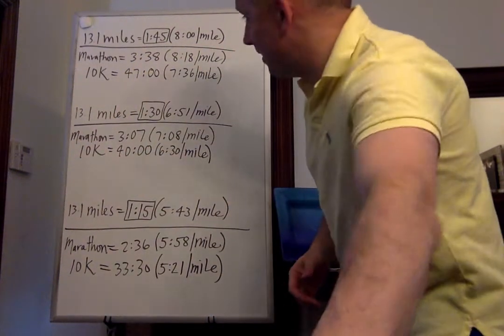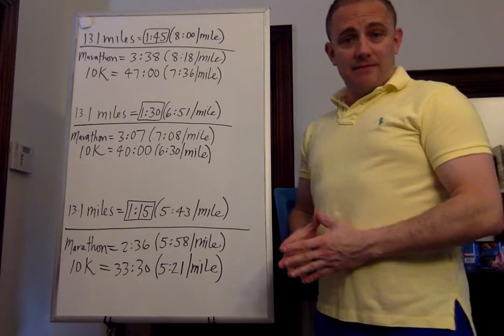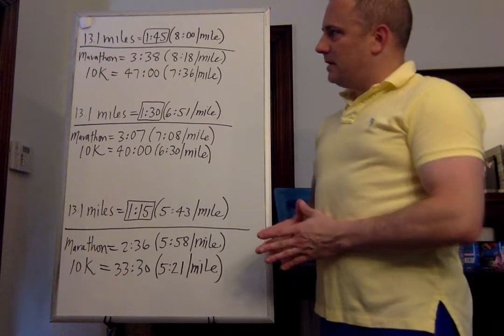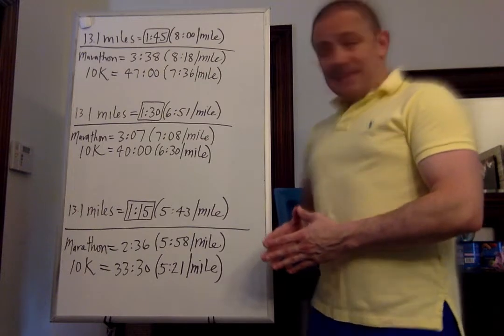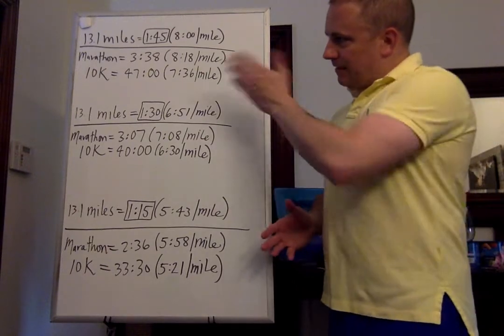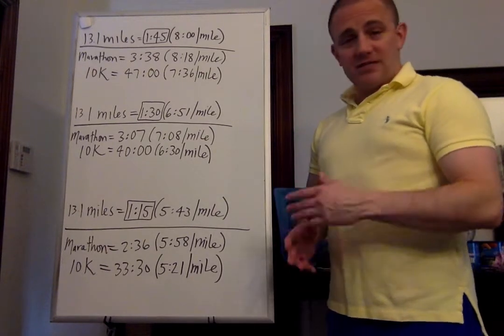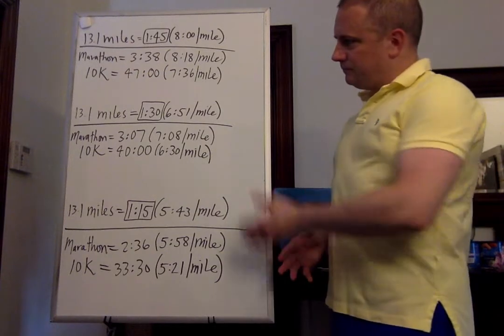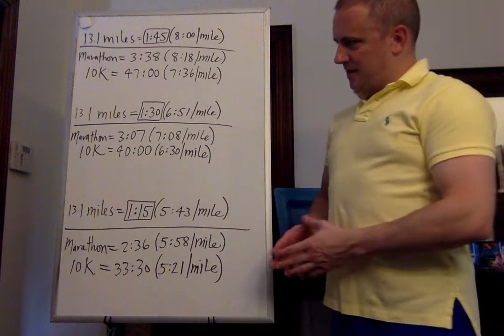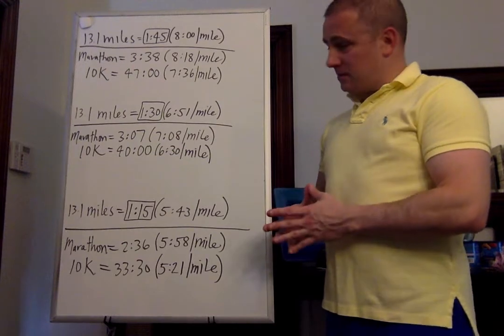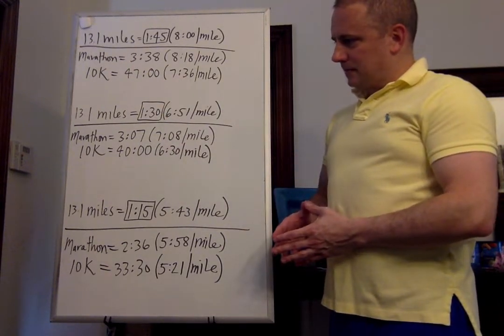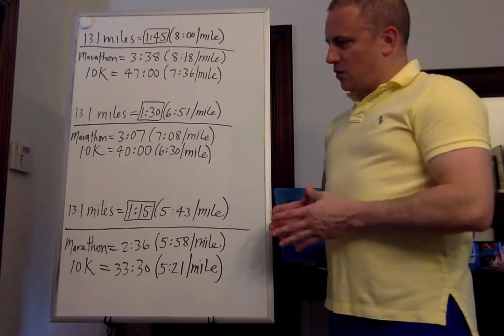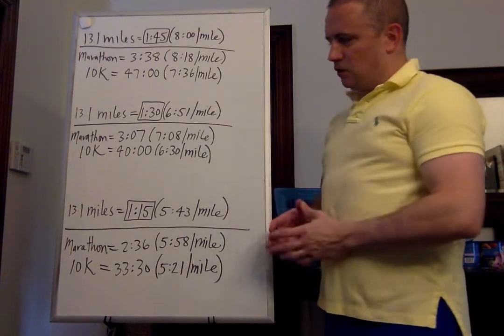1:45 for the half marathon, which is 8 minutes flat, even on the nose for the mile. Puts you in the ballpark of 3:38 for the marathon, which is 8:18 per mile, and 47 minutes for the 10K, which is 7:36 per mile. 1:30 for the half marathon, which is 6:51 per mile. Puts you in the ballpark of 3:07 for the marathon and 7:08 per mile. Notice the differential gets a little bit closer.